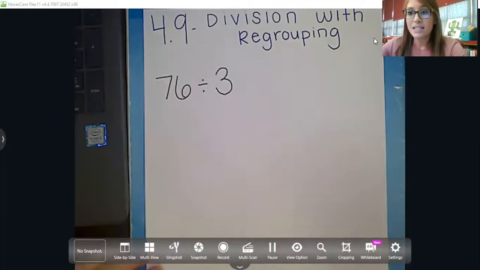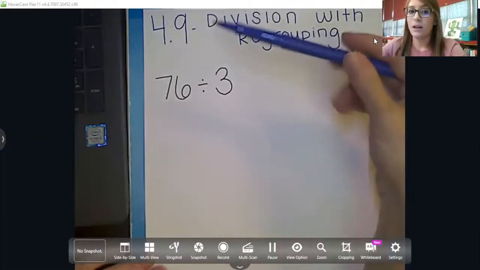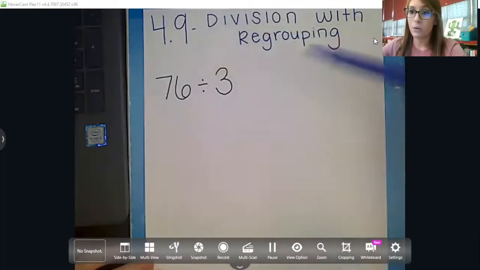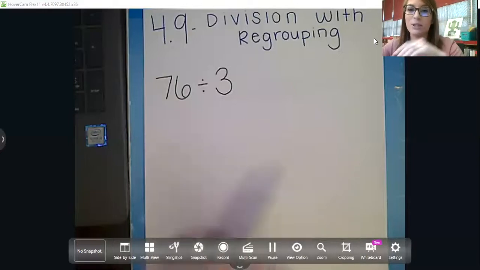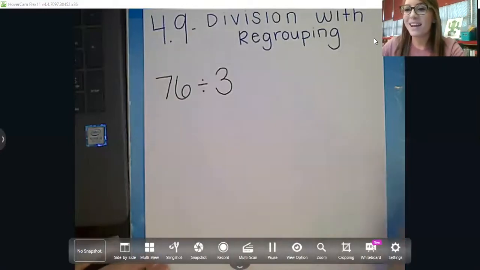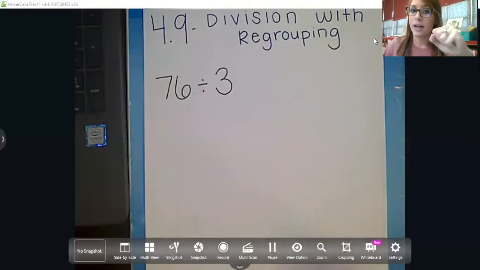Okay, so today we're going to start with 4.9, which is division with regrouping, which is going to be the way that your parents and even me learned how to divide 100 million years ago. And I think y'all are going to like this way to divide a lot better. I've got a silly little way to help y'all remember it, and we're going to do this today and on Monday too, so that we can make sure we really get it.